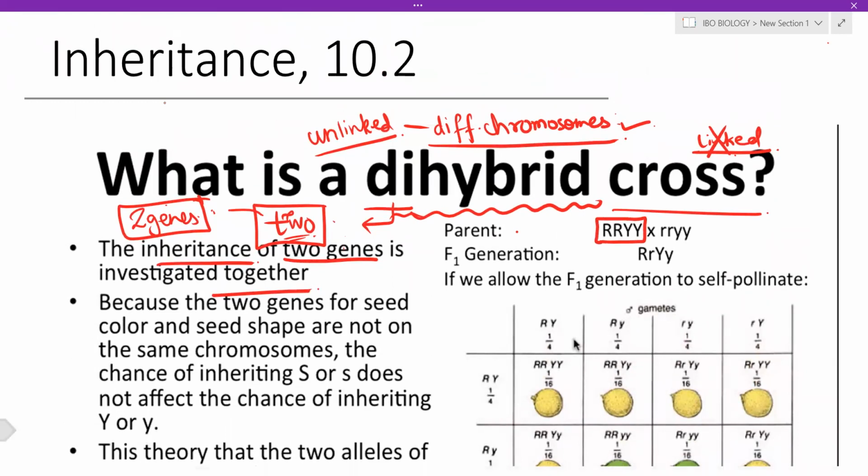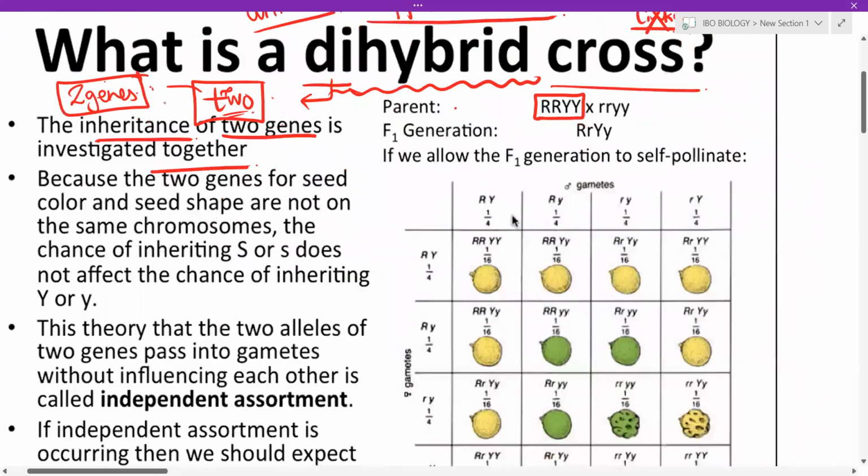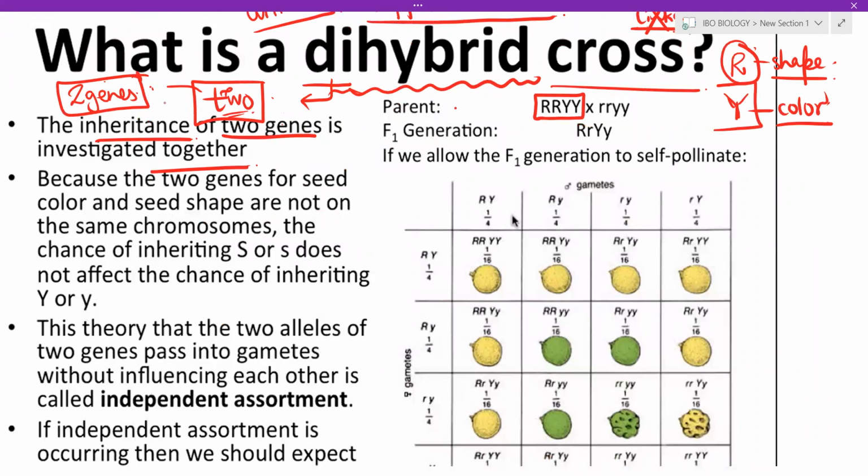These R and Y are representing two traits of seeds. Capital R refers to the round or wrinkled shape, whereas Y refers to the color. So this is the seed shape, and this is the seed color. Capital Y represents the yellow color, small y would represent the green color, and capital R represents the round shape, whereas the small r will represent a wrinkled shape.